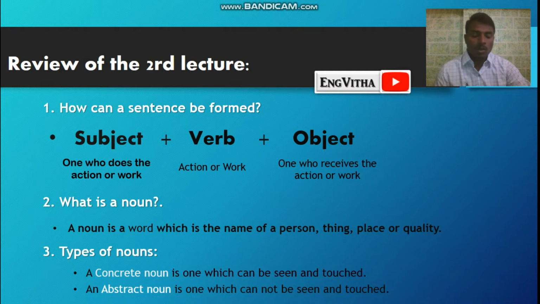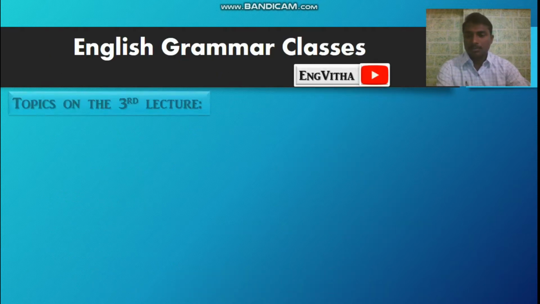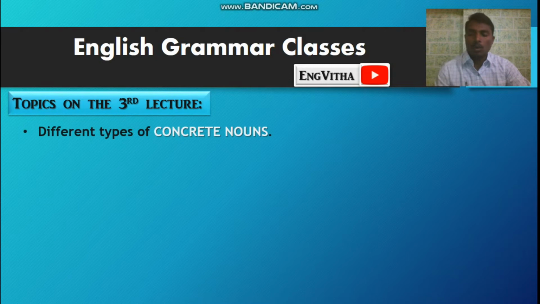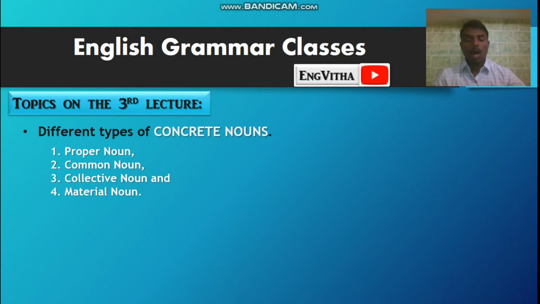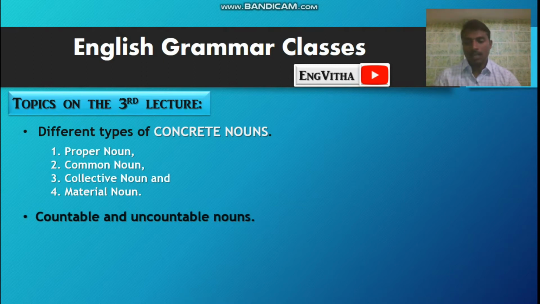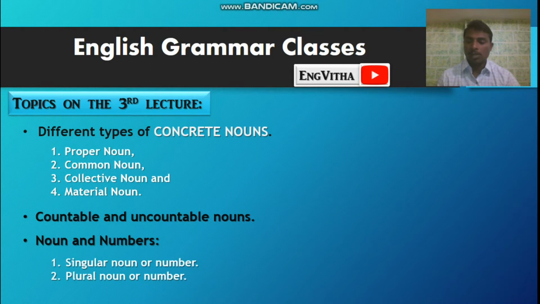So let us look at what we have in the third lecture. In the third lecture, we are going to learn about different types of concrete nouns. Those are proper noun, common noun, collective noun, and material noun. We will also learn about countable and uncountable nouns. And lastly, we will learn about nouns and their numbers. In the English language, we have two kinds: singular noun and plural noun. So these three elements will be learned in the third lecture.